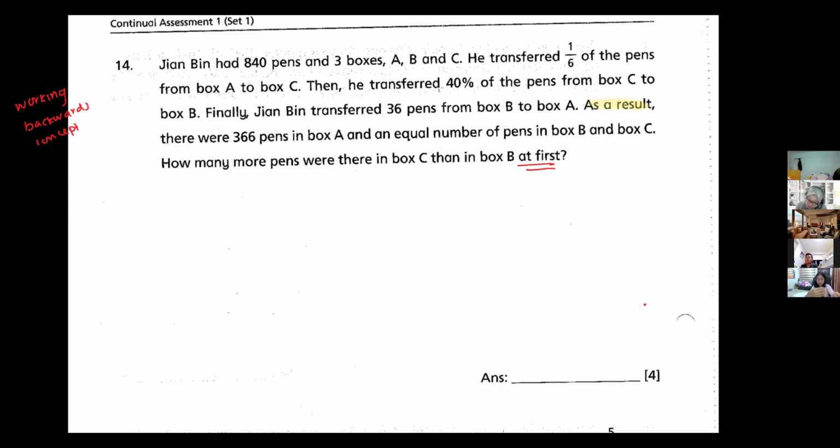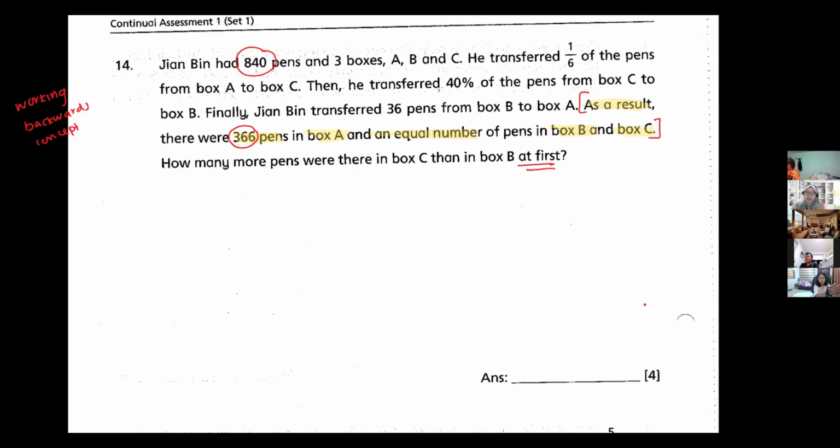The last number given in the question is from the sentence, as a result, there were 366 pens in box A and an equal number of pens in box B and box C. We look at that sentence first. We need to work with these 366 pens. Then we look back at the total, because if you have something in the end, we have something at first. So we need to compare between these two. I have 840 pens at first. In the end, I'm left with only 366 pens.